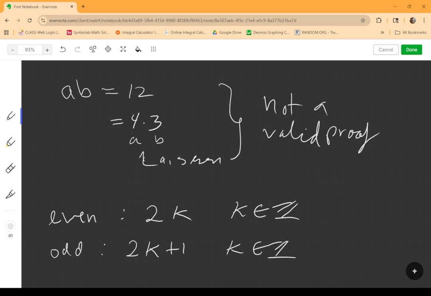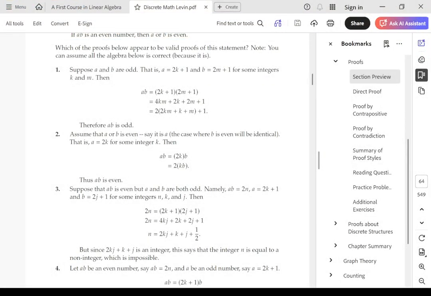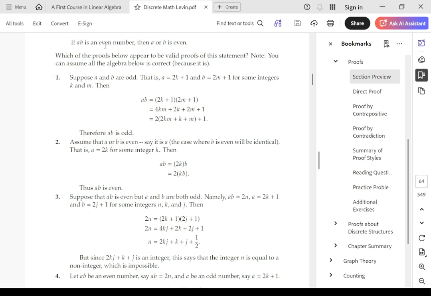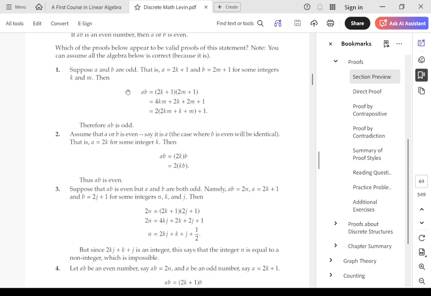Now let's take a look at our textbook where they present this statement for us. It says suppose, again, the one that I wrote on the virtual chalkboard. The question is, if AB is an even number, then A or B is even. Which of the proofs below appear to be valid proofs of this statement? All the algebra is the same.